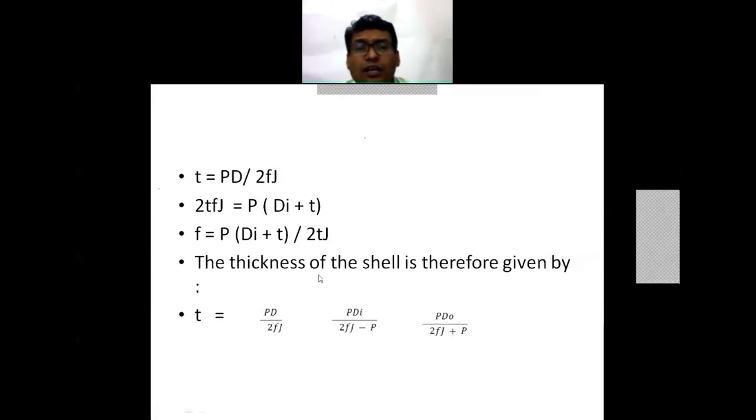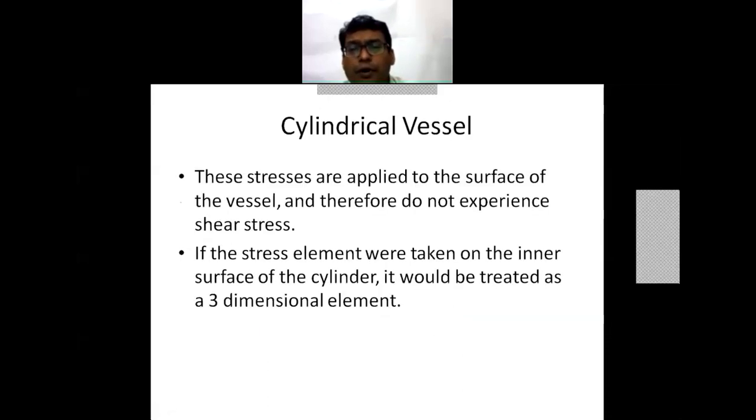So I am having the thickness PD upon 2fJ, so that I will be simplifying it to obtain the value of f, that is the stress, which is equal to P(Di + t) upon 2tJ. The thickness of the shell is therefore given by PD upon 2fJ, which is nothing but PDi upon 2fJ minus P. This is in terms of the internal diameter. Then in terms of the external diameter, it is PDo upon 2fJ plus P. So this is to be remembered.